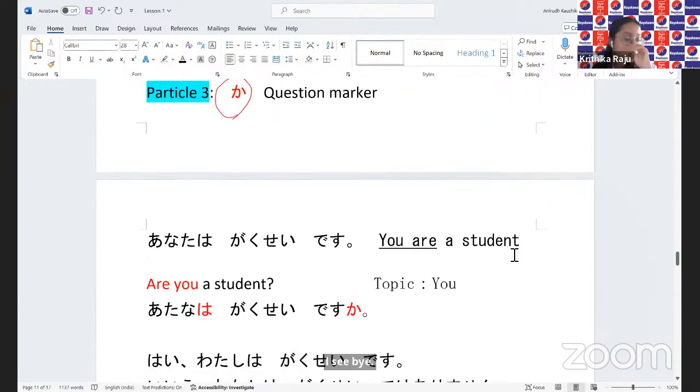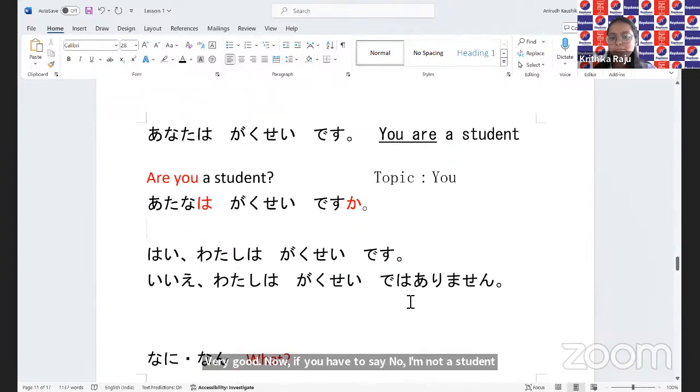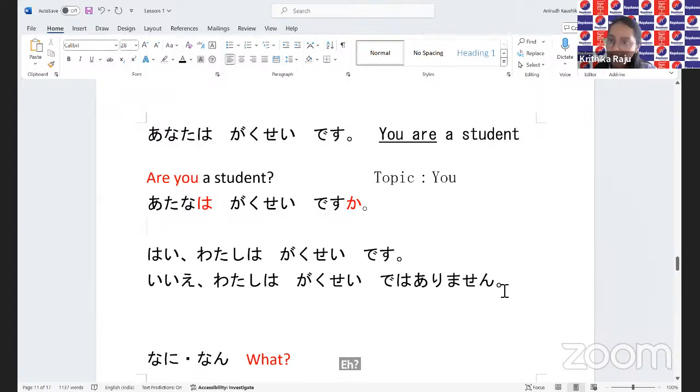Now, if you have to say, no, I'm not a student, you will begin your sentence with no. Iie. Very good. Iie. Watashi wa gakusei ja arimasen. Okay. Iie. Watashi wa gakusei ja arimasen. All right.